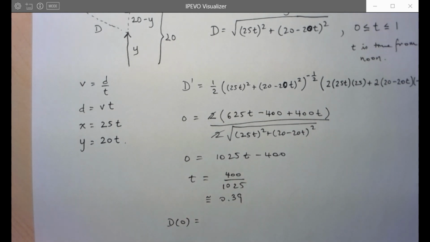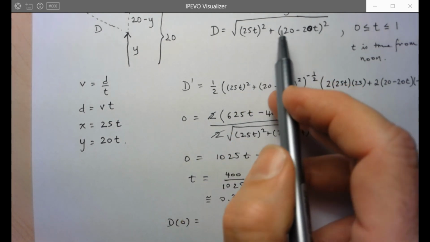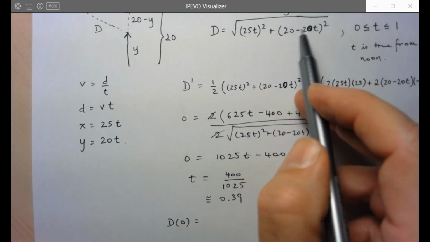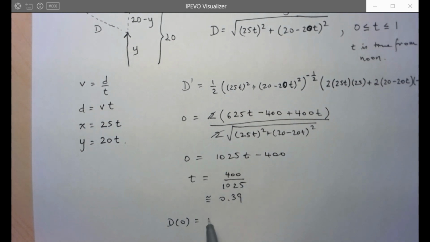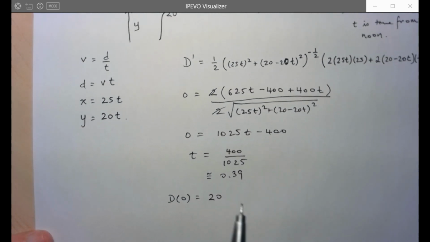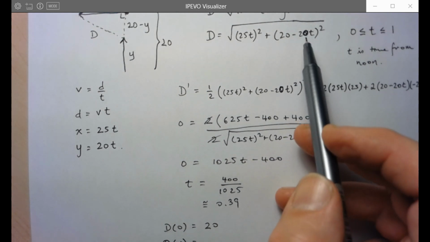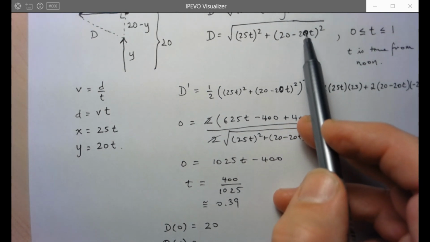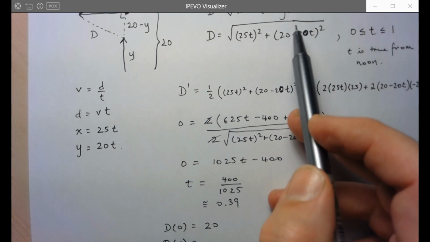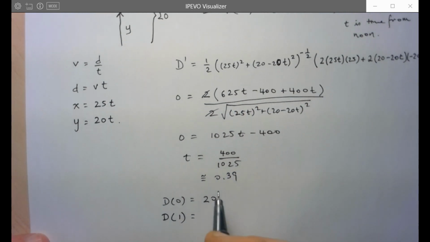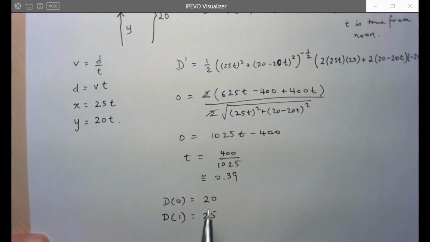So let's start with d at 0. Let's see what we have. I'll work with this equation here. So that's just going to be 0. So I just have the square root of 20 squared, which is equal to 20. Nice and easy. Let's now take a look at d at 1, the other endpoint. So when t is equal to 1, I just have 20 minus 20, 0 squared, so that's 0. So I'm just going to be left with the square root of 25 squared, which is just going to be 25. So far, this is the shortest distance.